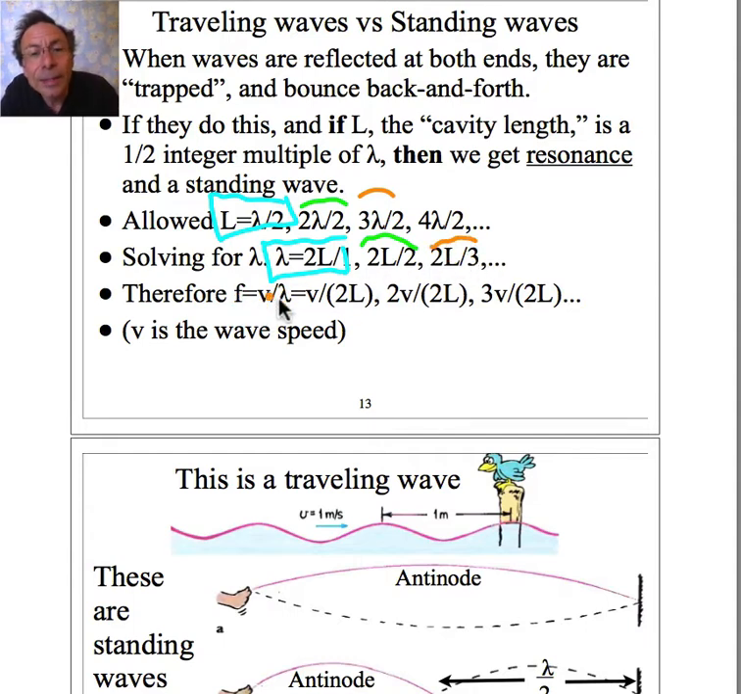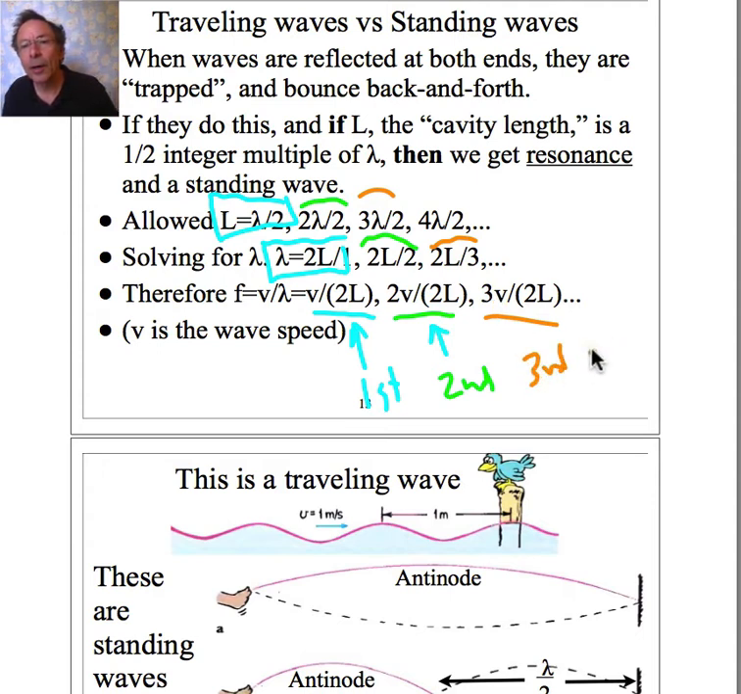Now, the frequencies are the speed of the wave divided by the wavelength. So these lead to the frequencies being v over 2L, or 2v over 2L, or 3v over 2L. This would be the fundamental frequency, also known as the first harmonic. This is the second harmonic. This is the third harmonic.